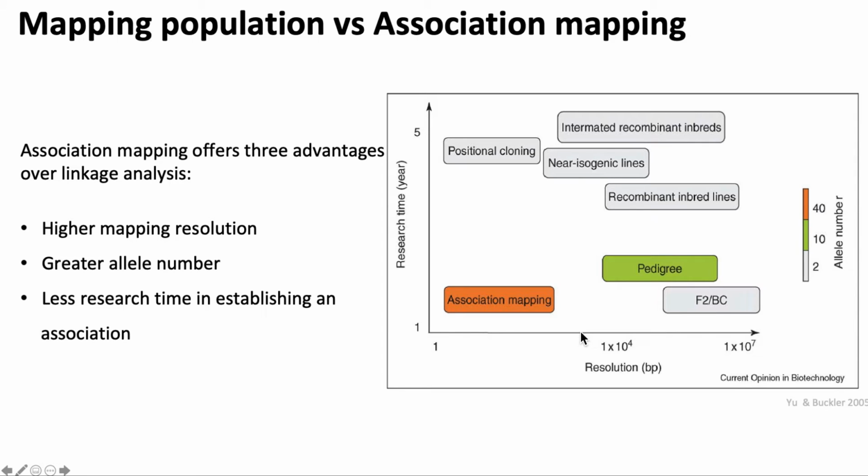Also, another important advantage is that in association mapping, we can use the whole breeding population that we have in the program, so we don't need time to generate a population. That means that we are going to need less time.